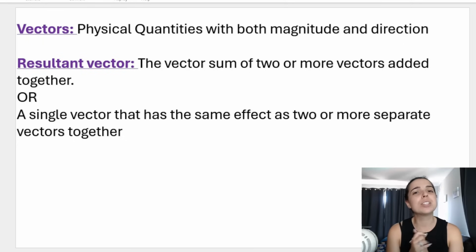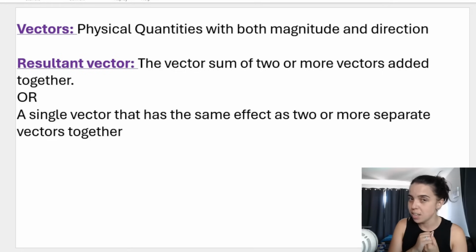Now, what is a resultant vector? You may or may not have gotten this definition given to you in grade 10, but it is a grade 11 definition. And grade 11s, what that means is you need to study this word for word. We can ask you this definition in an exam, and you should know by now that definitions are quite important. You need to be able to quote them, you need to be able to state them.